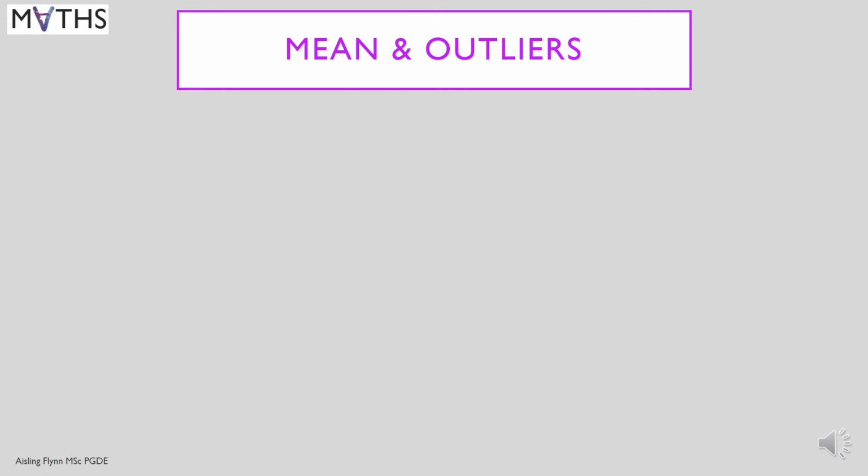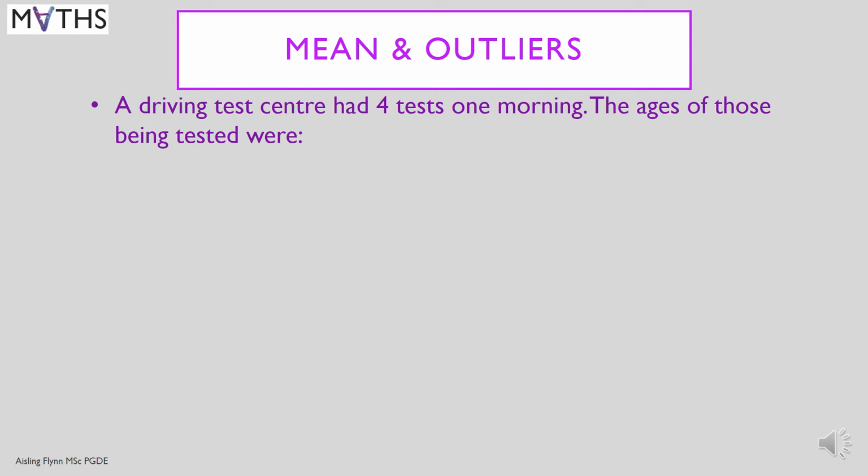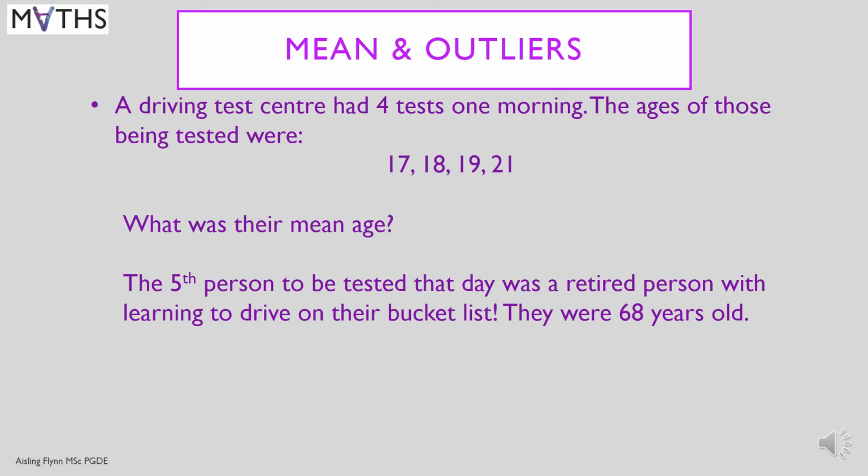So, the mean and outliers. Here's our example. A driving test centre had 4 tests one morning. The ages of those being tested were 17, 18, 19 and 21. What was their mean age? If you take out your calculator, when you add all those values, you get 75, and divide by 4, we get a mean value of 18.75 years. So the people taking the tests that morning are quite young, and that gives us a mean of 18.75.